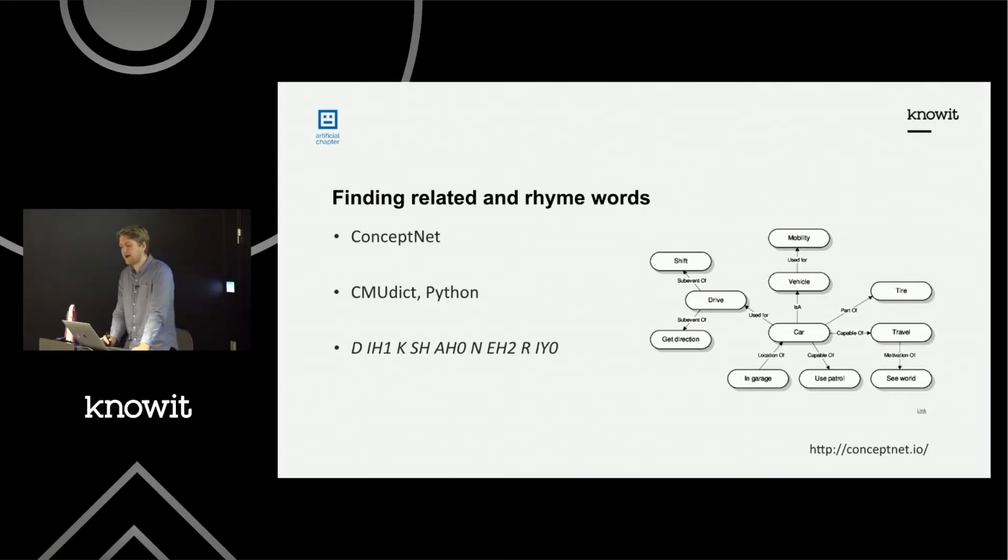So after I can identify what's in an image, I have to find related words and the rhyme words. The related words I found by using ConceptNet, which pretty much just looked like this. Let's say I have found out that there's a car in my image. Then you just ask ConceptNet what the related words are, and it's going to give you a bunch of words or sometimes phrases. And then you have a lot of related words.